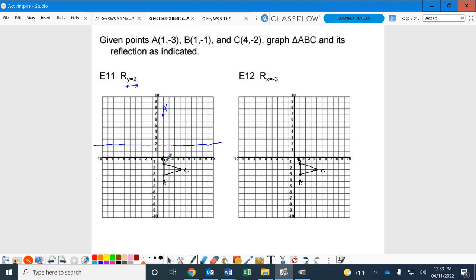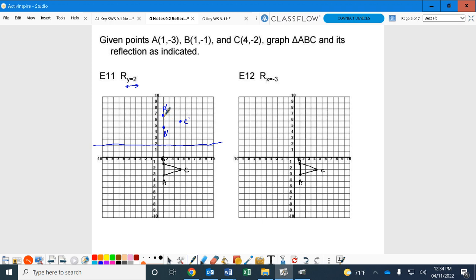For the second one, the B is going to be 1, 2, 3 blocks away. So I'm going to have to go up 1, 2, 3 blocks away. And I'm going to call it B prime. And then how many blocks is C away? 1, 2, 3, 4. Yep. So we have to go up 1, 2, 3, 4. And there would be C prime.